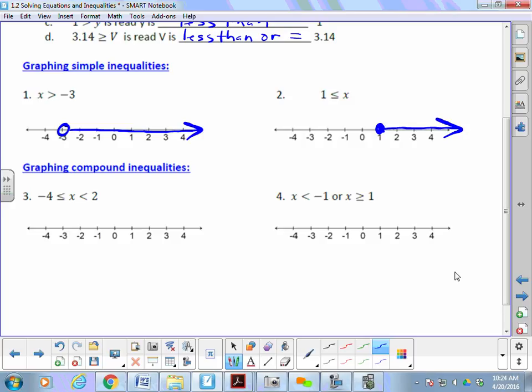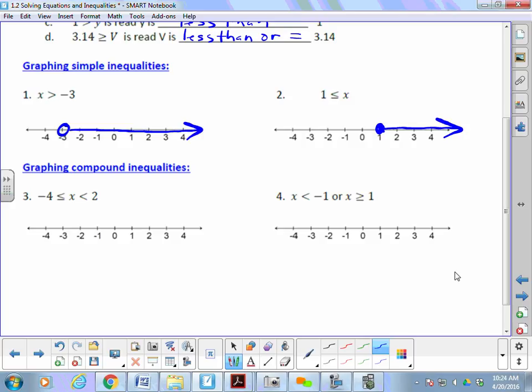Graphing compound inequalities. This is how you read this. I know how some of you read it, and I'm probably going to read it differently. I'm going to read this first, and you tell me if you read it like that: x is greater than or equal to negative 4 and less than 2. How many people read it that way?